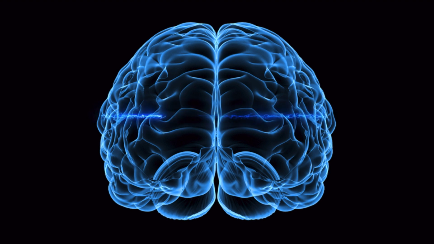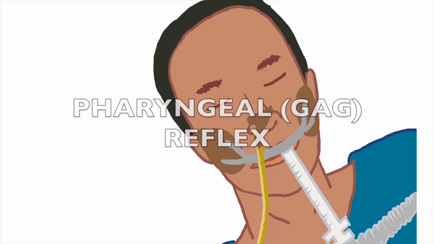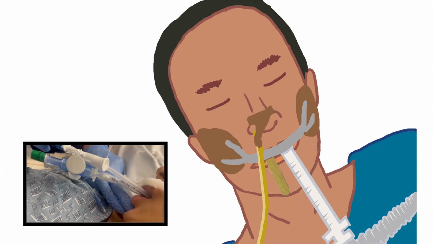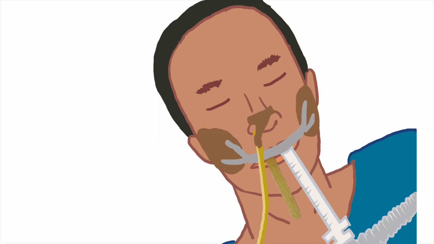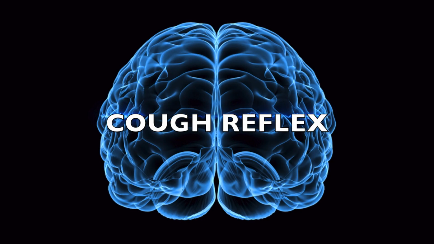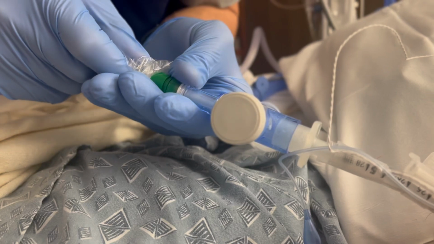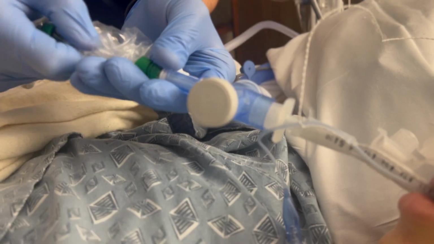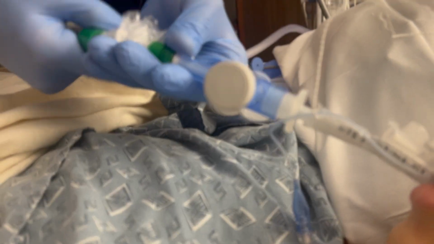Pharyngeal gag reflex. The provider will elicit a gag reflex by inserting a suction tube or Yankauer into the patient's mouth. An absence of gag is an indication of an absent gag reflex. Cough reflex. The provider will do a deep bronchial suctioning using the ventilator machine, and an absence of a cough response to deep bronchial suctioning is an indication of an absent cough reflex.